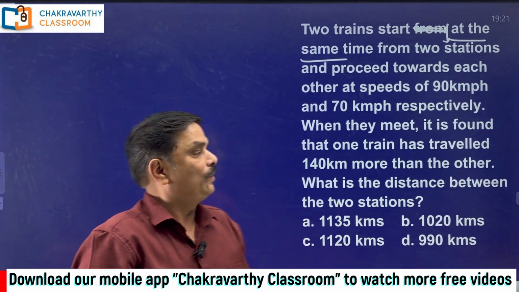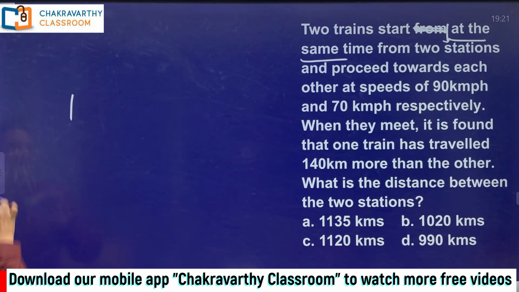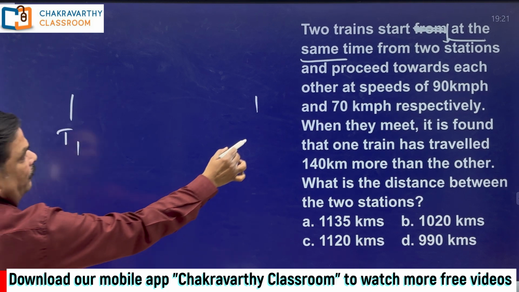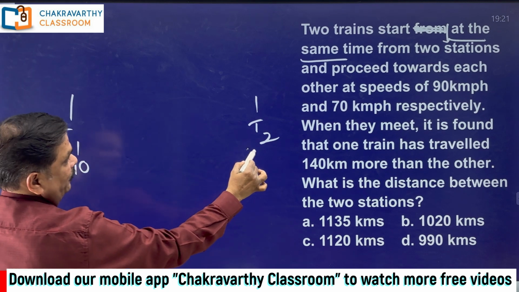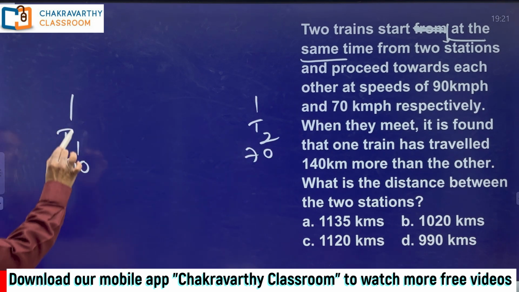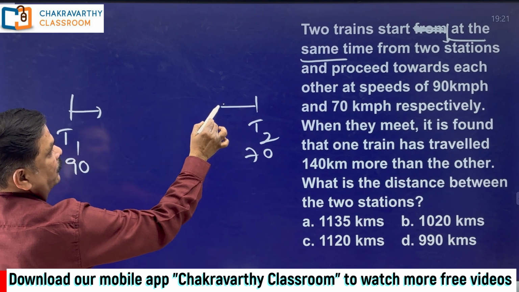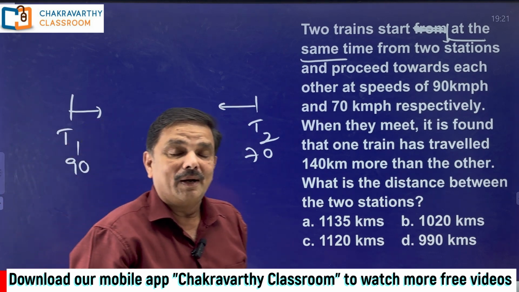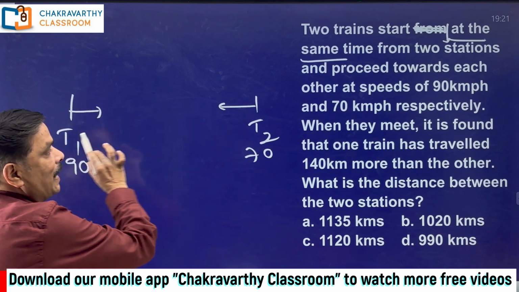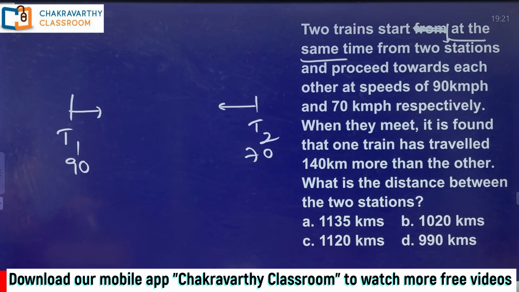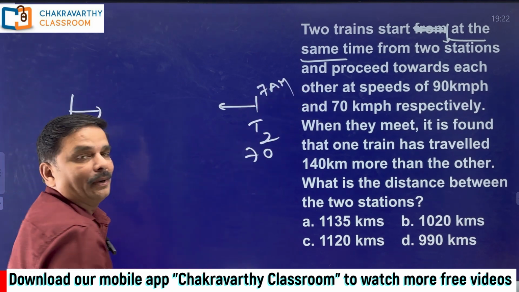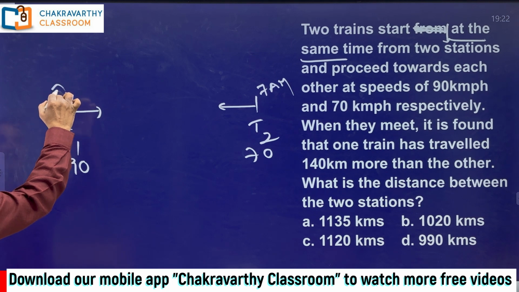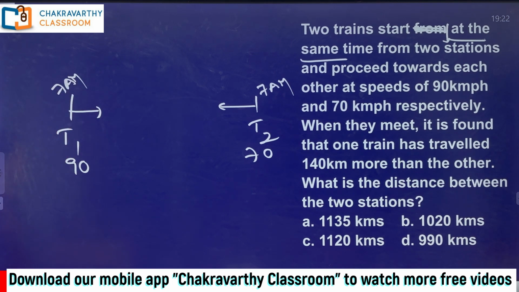Just imagine the scenario here. The scenario is like this. This is one of the stations and this is the other station. Suppose train 1 is starting from here, train 2 is here. Let's take this is 90 kilometers per hour and this is 70 kilometers per hour. Both are traveling towards each other. This is what exactly they have given. But remember students, this happened at the same time. Both started at the same time. Suppose this started at 7 a.m., for example, I'm telling you. This must start at 7 a.m. only, isn't it? Both started.